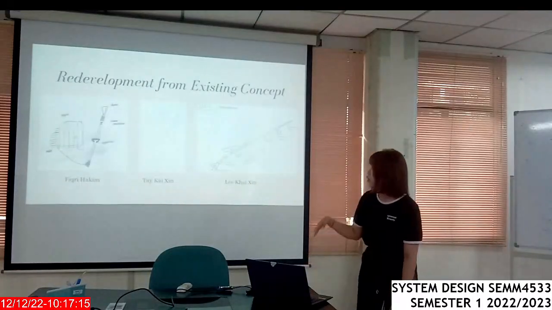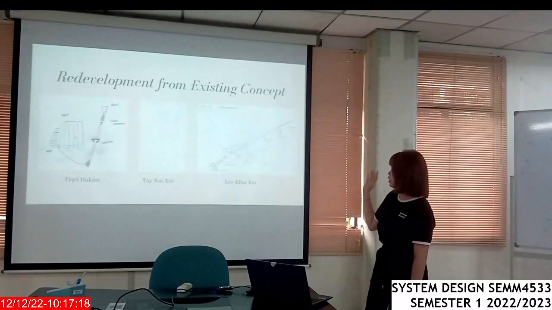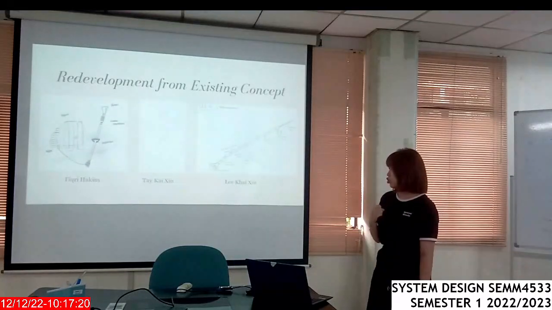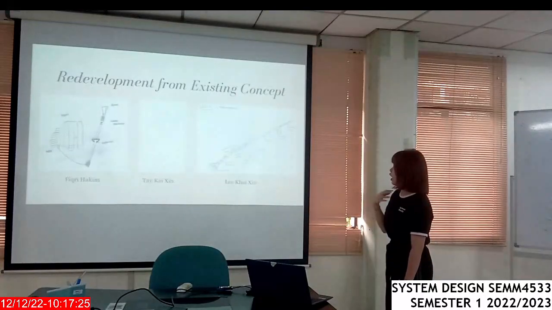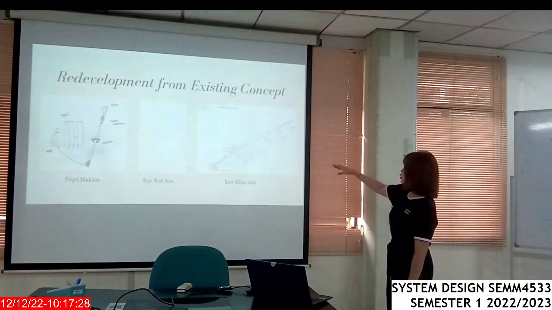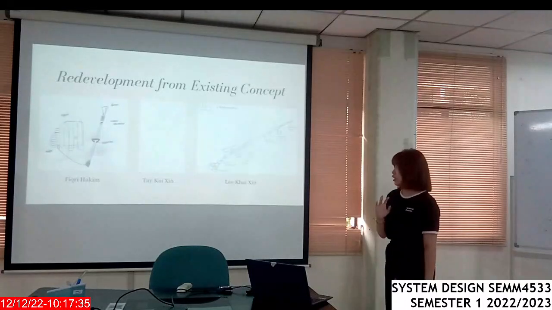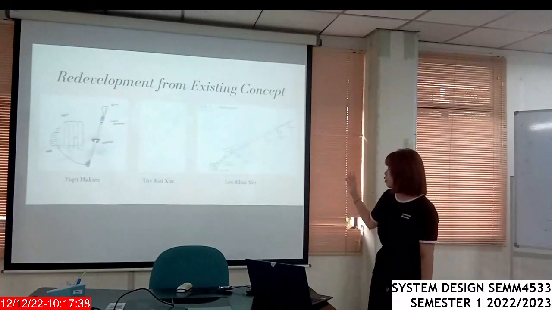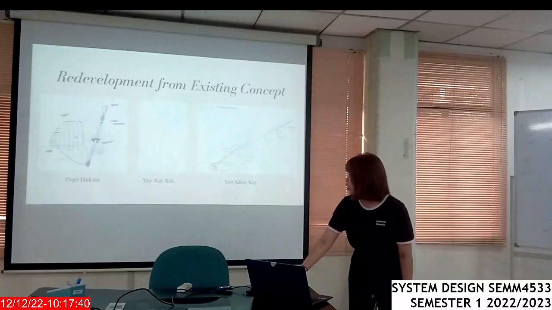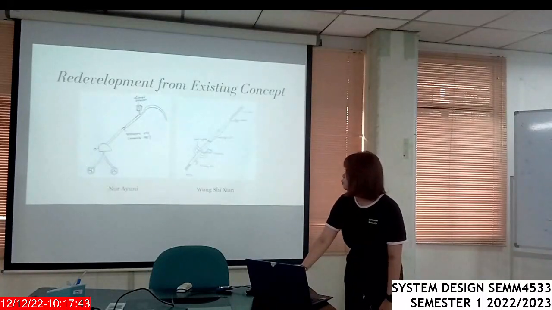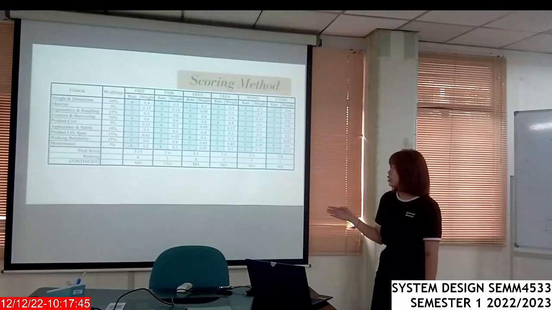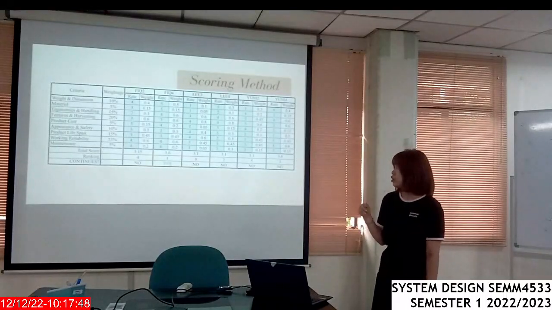Then we move to the redevelopment part from the existing top 5 concepts we chose just now. In the redevelopment, our members change the pattern, or change the pole. Redevelopment means making it better than the existing concept. Then this comes out with another 5, so in total we now have 10 concepts. And we move into the scoring. The scoring is a bit different from the screening, because in scoring we use numbers from 1 to 5.